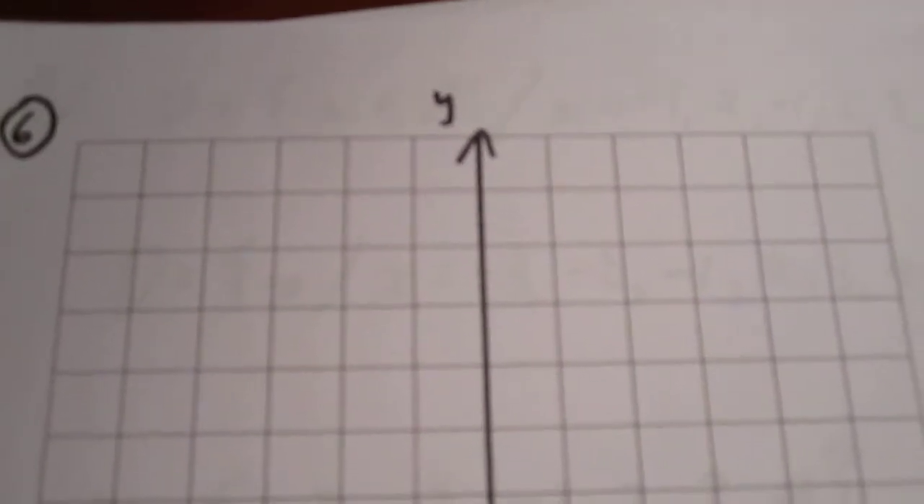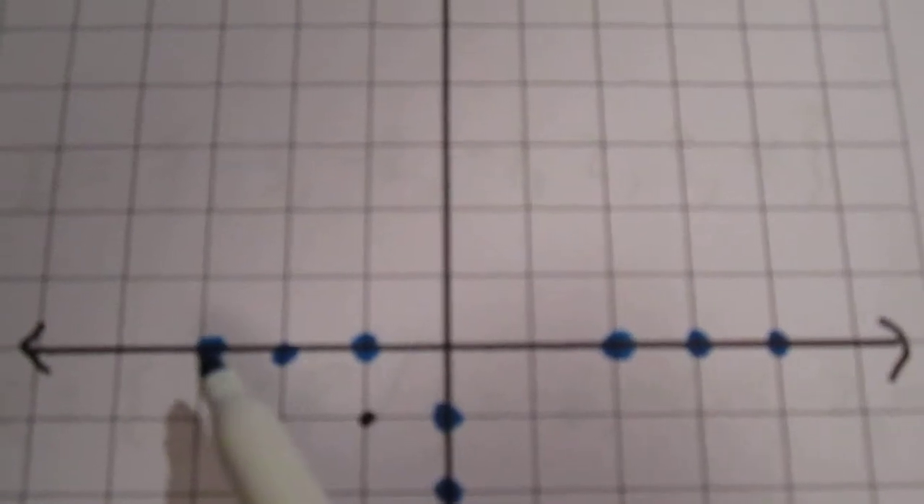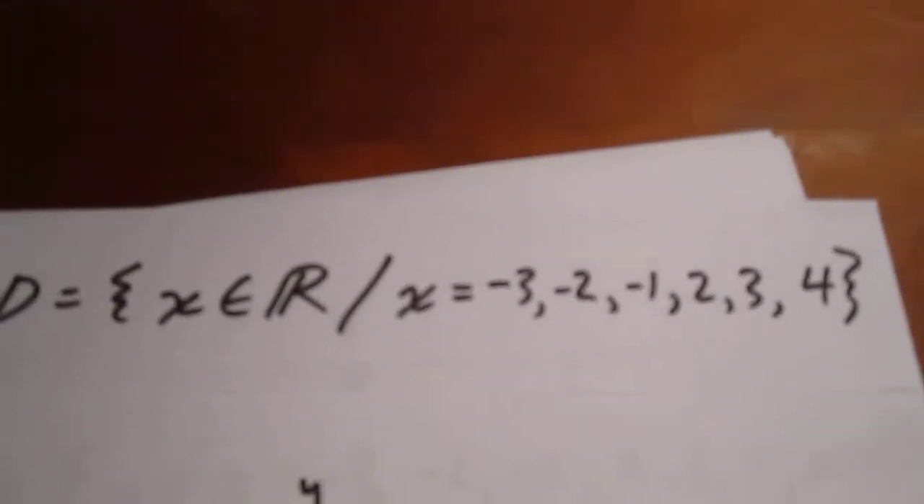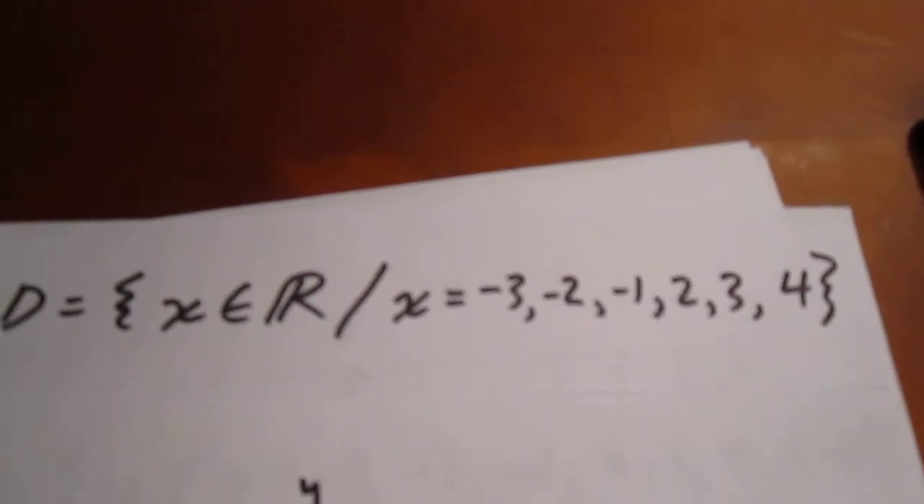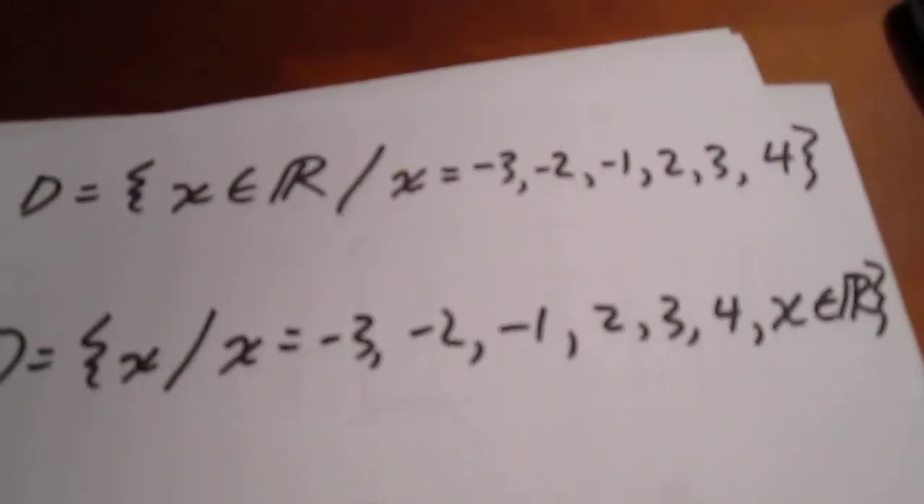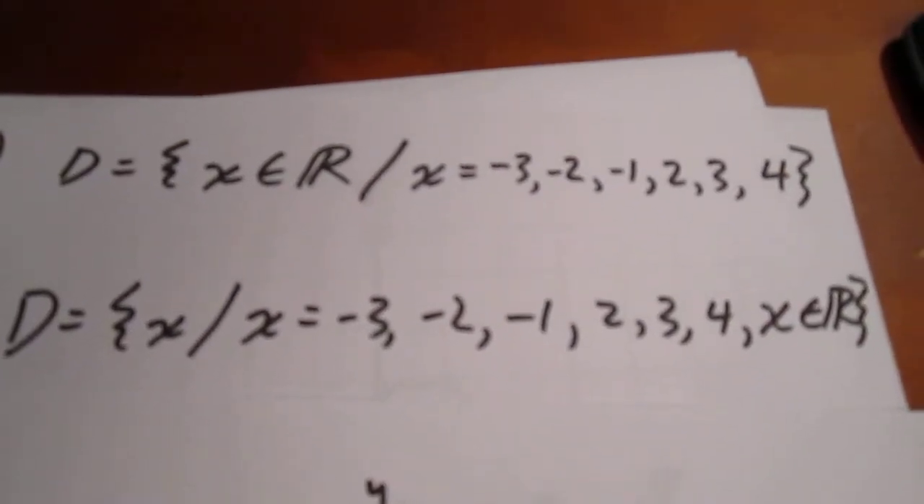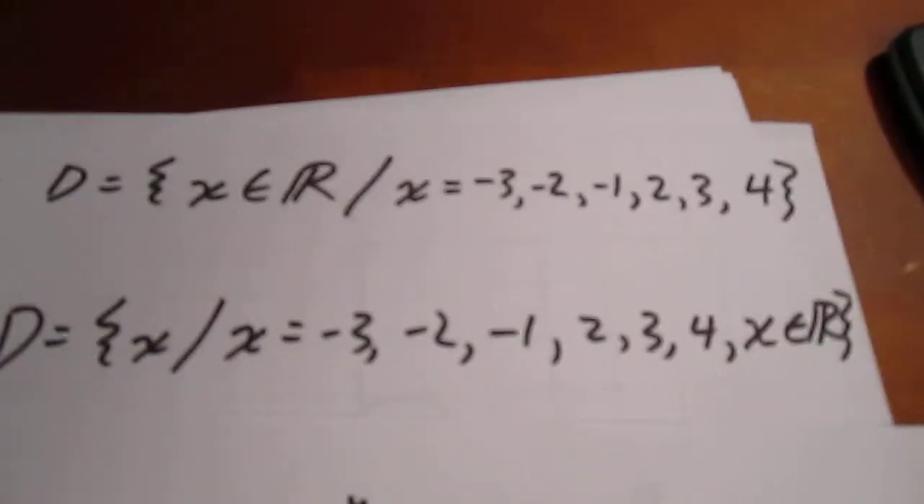So we want to state this in terms of domain and range. Well, our domain would appear to be only the numbers -3, -2, -1, 2, 3, and 4. So we can state that different ways. We can say x is an element of the reals such that x equals -3, -2, -1, 2, 3, and 4. Or we can say x such that x equals -3, -2, -1, 2, 3, and 4, and x is an element of the reals.